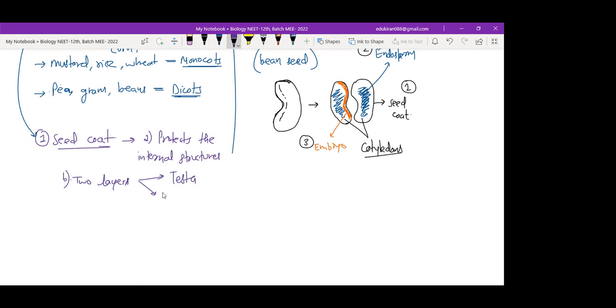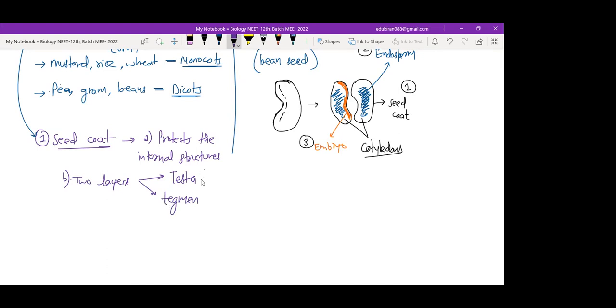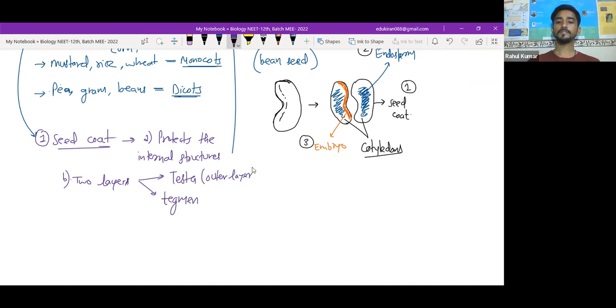Testa and tegmen. Yes. And which one is the outer layer? Testa. This is the outer layer of the seed coat, and it is also the thick layer, thicker comparatively. And tegmen is the inner layer, which is thin as compared to testa.